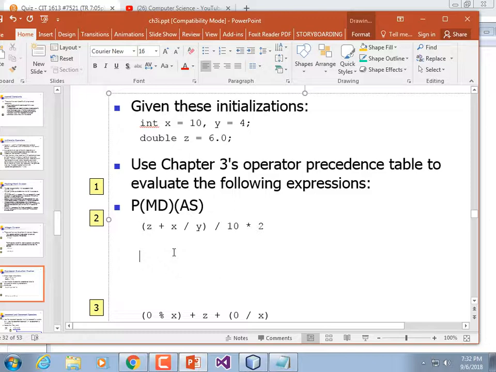8 divided by 10 is 0.8. Times 2 is 1.6. Now, if I made an error while doing it in my head, that's fine, but that's the order in which you would do it.